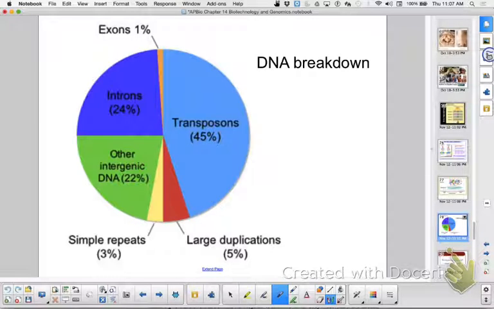Is there something up there that is shocking to you? Yes. Exons are what percent? 1%. That's not very much. They say there's a 1% difference between us and a chimp. And if we only express 1% of our DNA, that would be huge.